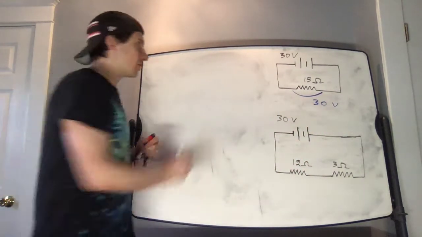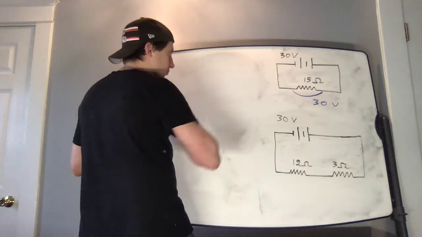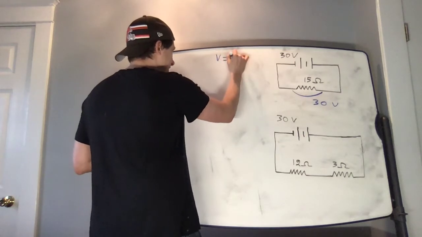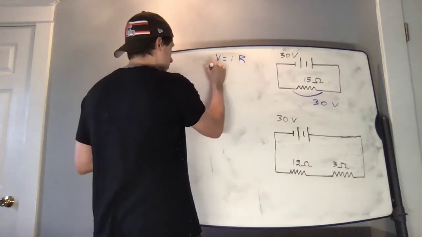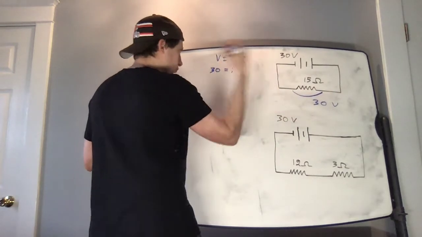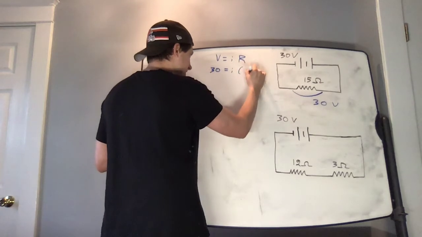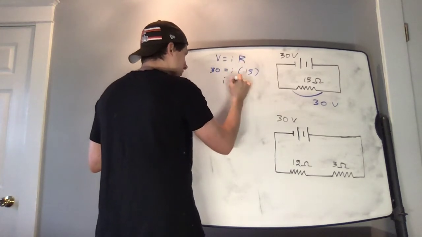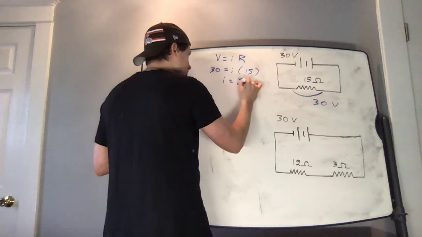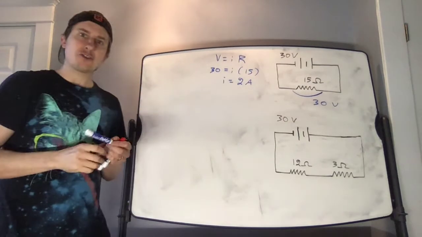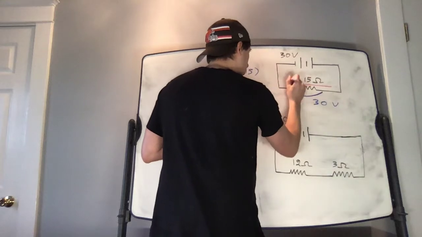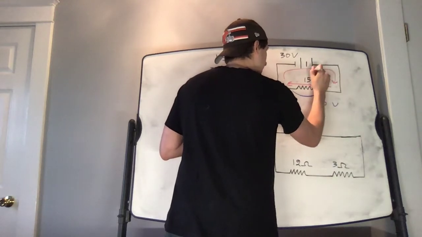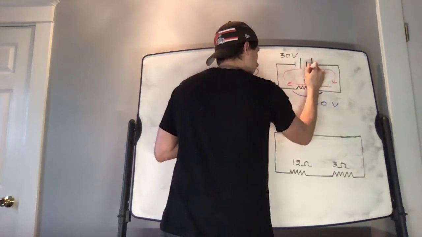Using Ohm's law, V equals IR, we could find the current flowing through this circuit. I would write V equals IR. The voltage drop across the two ends of this resistor is 30 volts, and the resistance of the resistor is 15 ohms. That gives me a current flowing through this circuit of 2 amps. If I draw the current flowing through this circuit, here is that 2 amp current.